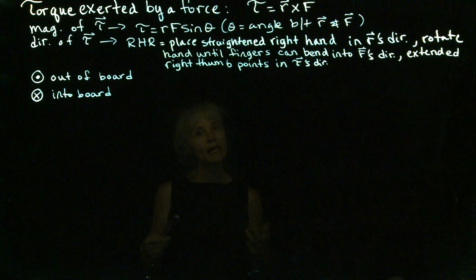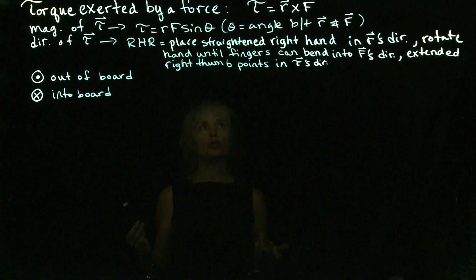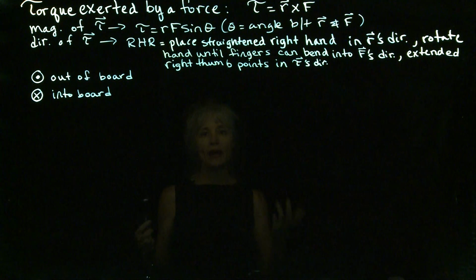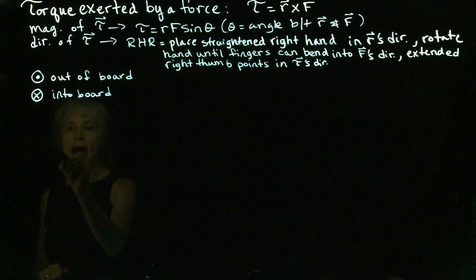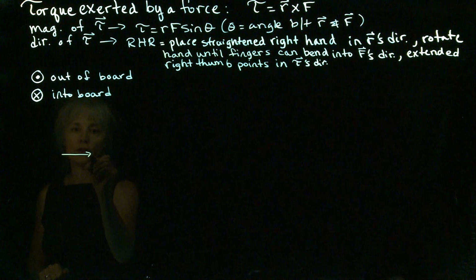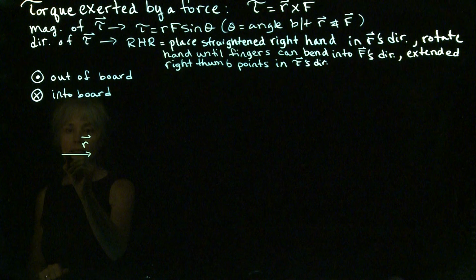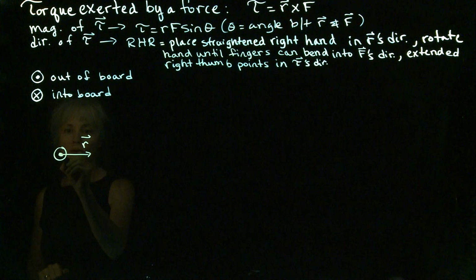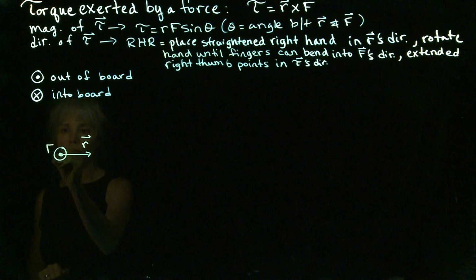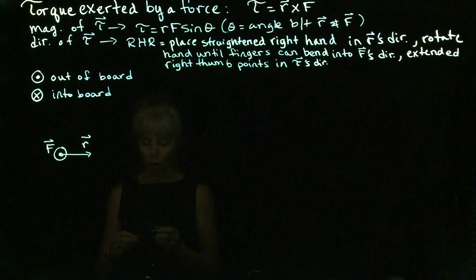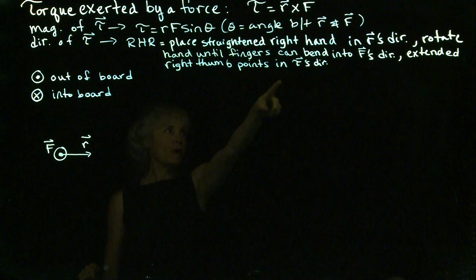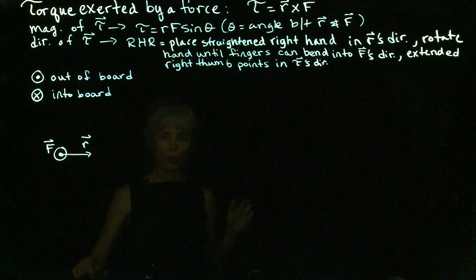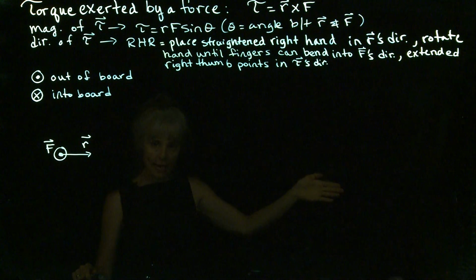So in this video, let's take a few different directions for R and F, and let's practice the right-hand rule. Let's say that we have a vector R that is pointing in this direction, and let's say that we have a force that is coming out of the board. So there are the two directions for R and F. Place the straightened right hand in R's direction. R is pointing to the right, so my straightened right hand will point in the direction of R.